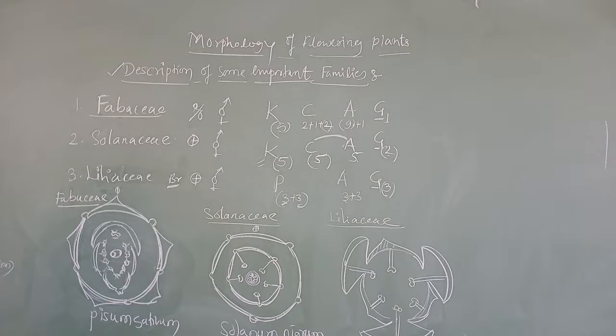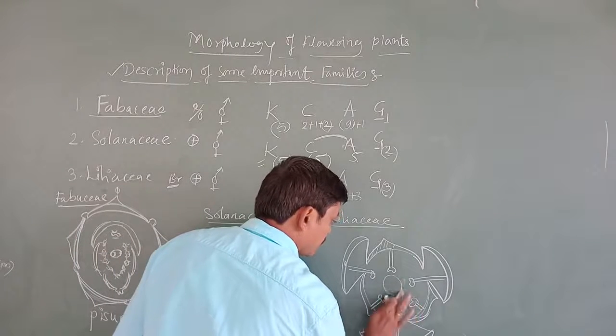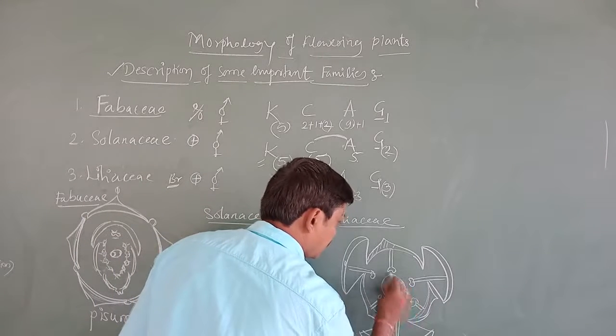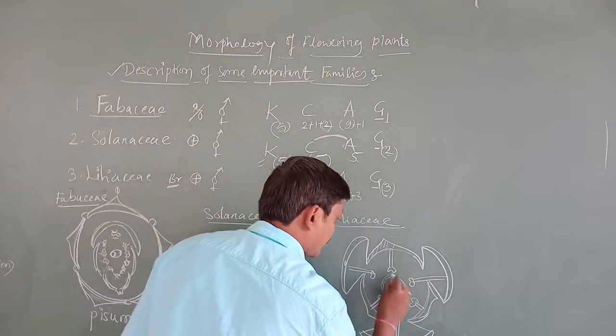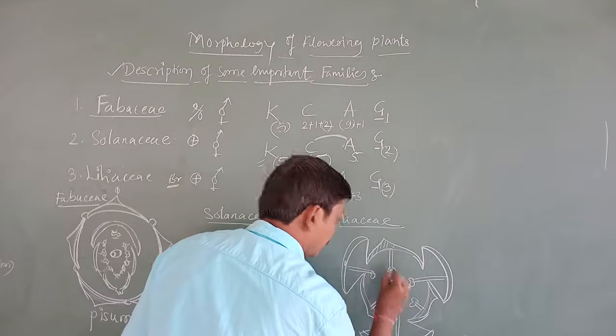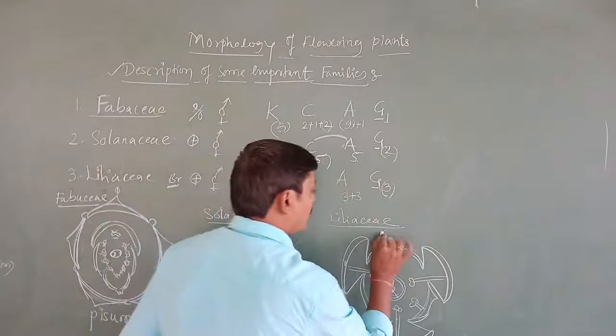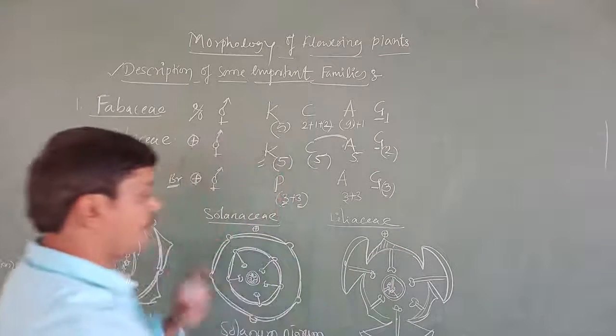Now next one is gynoecium. How many are there? 3 and fused. In the sense, just draw like this. Understood? So this is about the floral formula and diagram. Again, this is actinomorphic.